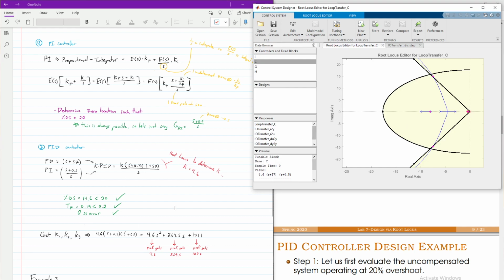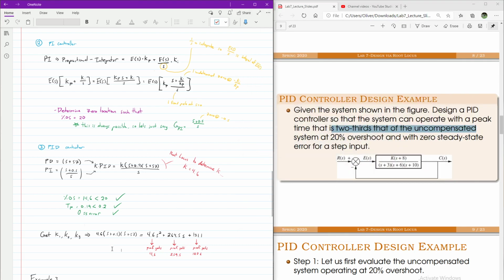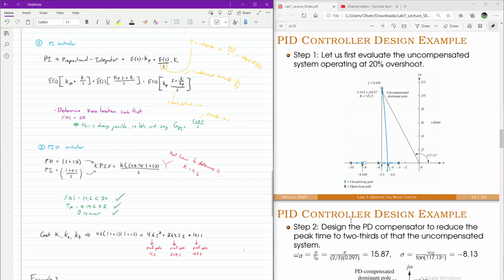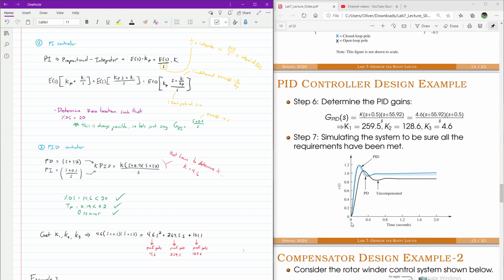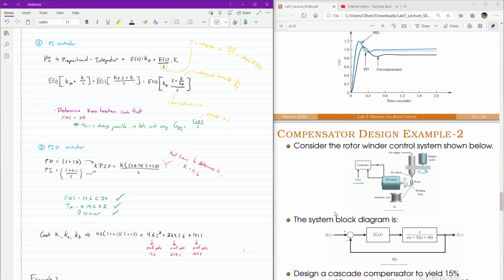Anyway, so we figured out what these are. And we can multiply them out and get our K1, K2, and K3. And so I get pretty much what Professor Ayubi got, and that's great. So any questions, please email me. We have this other example right here.